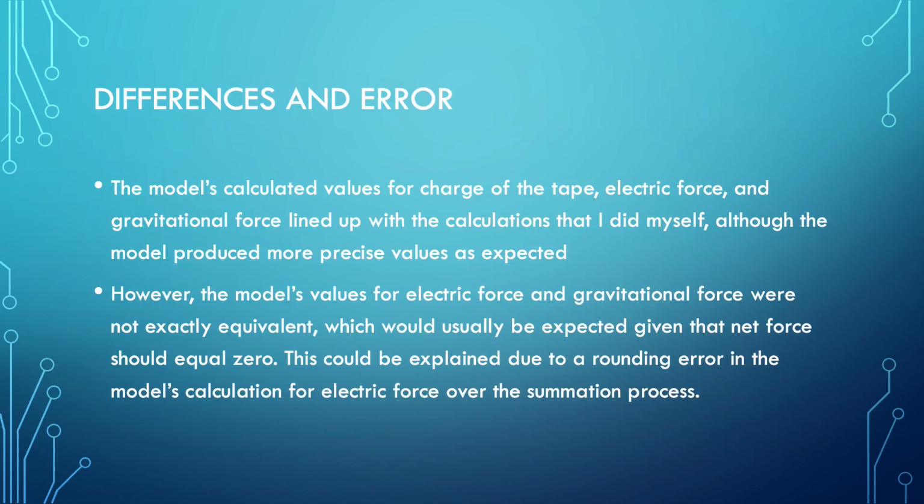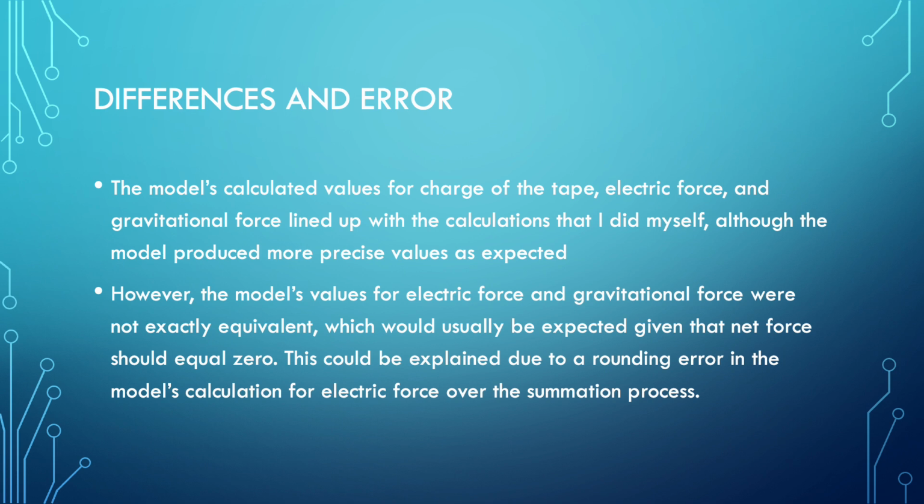The model's calculated values lined up pretty well with the calculations that I did myself, although the computer produced more precise values, as should be expected. However, the model's values for electric force and gravitational force were not exactly equivalent as they should be. This could be explained by a rounding error in the model's calculation for electric force over the summation process.